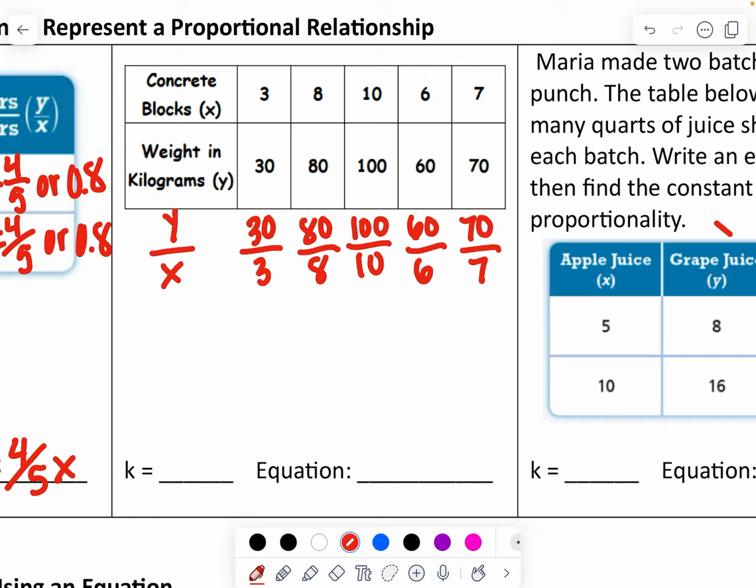30 divided by 3 is 10. 80 divided by 8 is 10. 100 divided by 10 is 10. 60 divided by 6 is 10. And then 70 divided by 7 is 10. So they all equal 10. Our constant of proportionality is 10, so k equals 10. And then our equation, we just do y equals 10x, because our k should always be right before the x. And that's our answer.